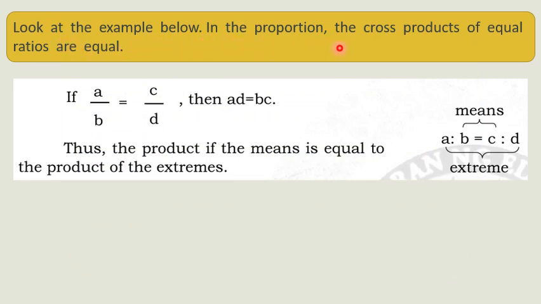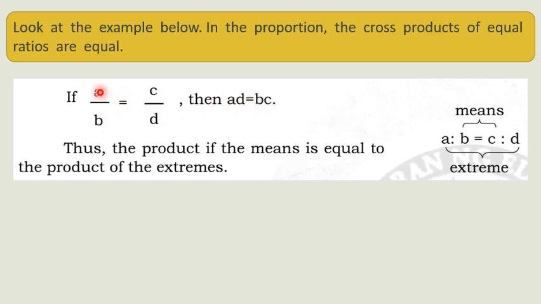So in the proportion, the cross products of equal ratios are equal. Tingnan natin dito. We have A is to B as C is to D. Bakit daw naging ganito? Kapag may dalawa tayong ratio, i-cross multiply lang natin yan. Yung A, multiply natin sa D, kaya siya naging AD. Yung B, multiply natin sa C, kaya siya naging BC.